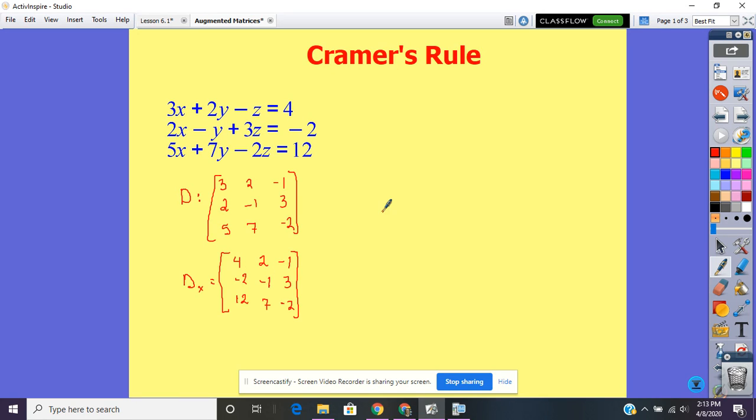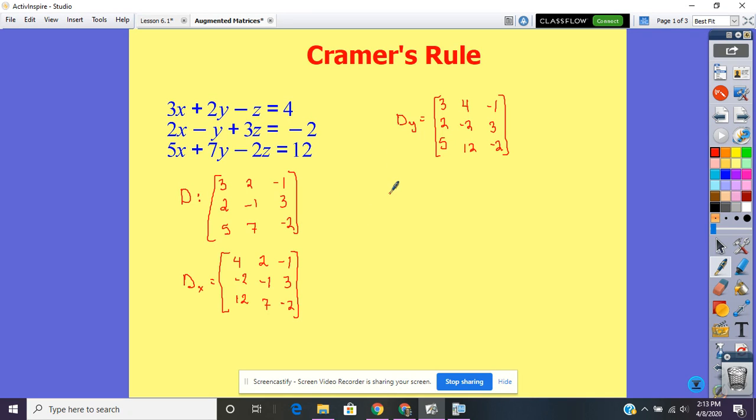All right, then I'm going to come over here, do the same thing, and make a dy matrix. I'm going to put all those x's back in. But since it's dy, I'm taking all the y's out, and I'm putting the constants in that location. So I'm going to have 4, negative 2, and 12, negative 1, 3, negative 2. So for dy, I have x, constant, z, x, constant, z, x, constant, z.